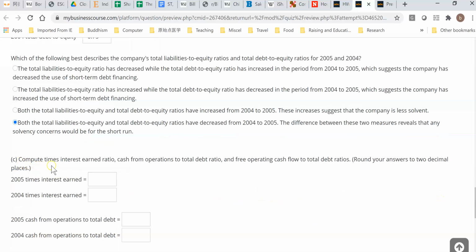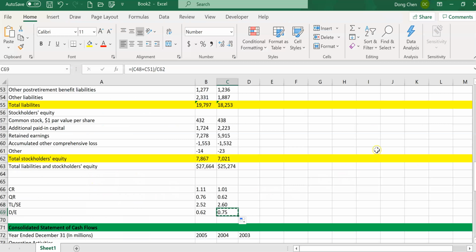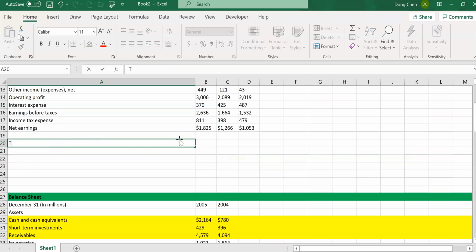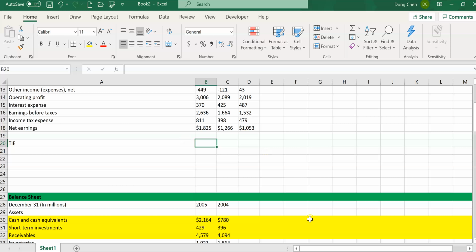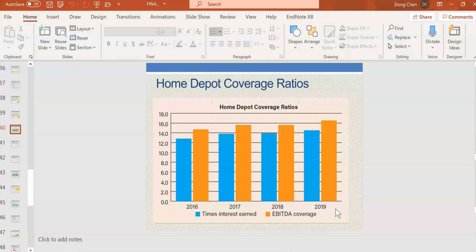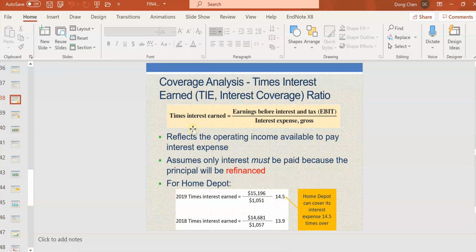And part C: compute the times interest earned ratio, the cash from operations to total debt ratio, and the free operating cash flow to total debt ratio. Again, round answers to two decimal places. So the times interest earned ratio is based on the income statement. TIE, let me go back to my lecture slides. This is EBIT, earnings before interest and taxes, divided by the gross interest expense.